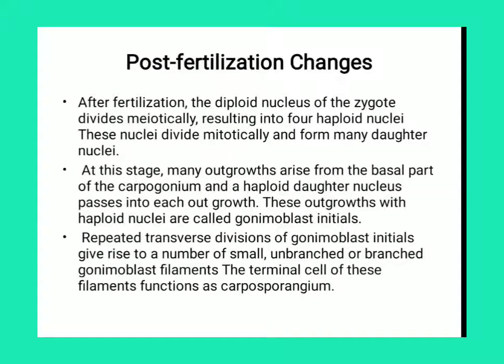At this stage, many outgrowths arise from the basal part of the carpogonium, and haploid daughter nuclei pass into each outgrowth. These outgrowths with haploid nuclei are called gonioblast initials, and repeated transverse division of the gonioblast initials gives rise to a number of small unbranched and branched gonioblast filaments, and the terminal cell of each filament functions as a carposporangium.